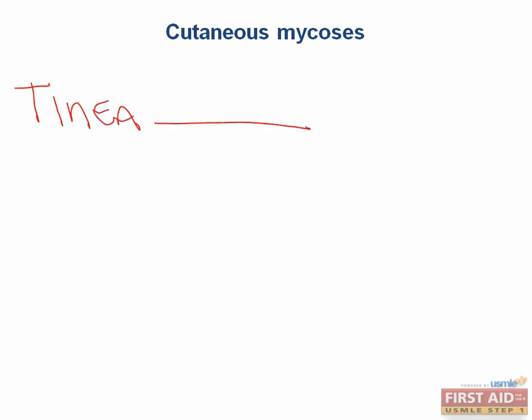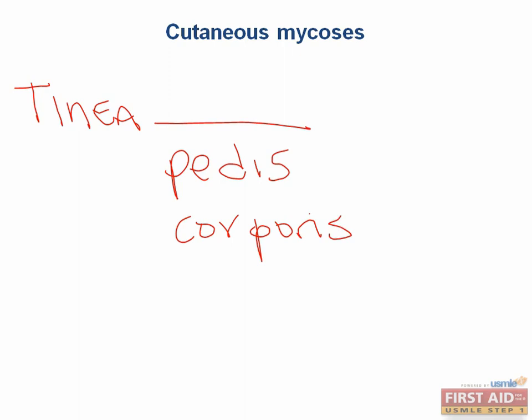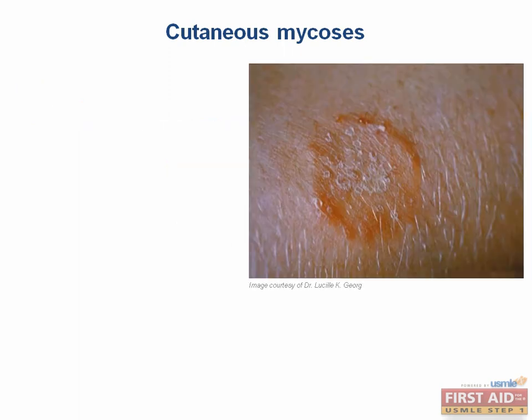For example, a dermatophyte infection of the foot is called tinea pedis, and it is known as athlete's foot. Can you tell me what it is called when it affects the body? This time it's going to be called tinea corporis. Remember, corpus means body. Here's a picture of tinea corporis. This is what it looks like.